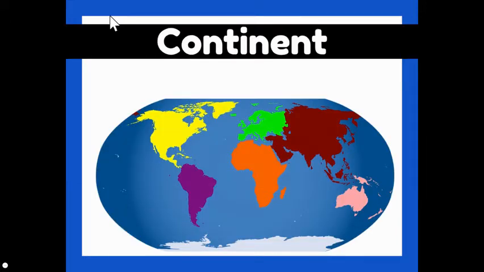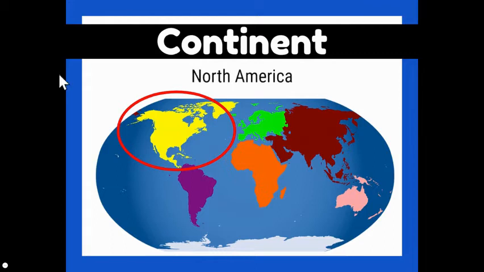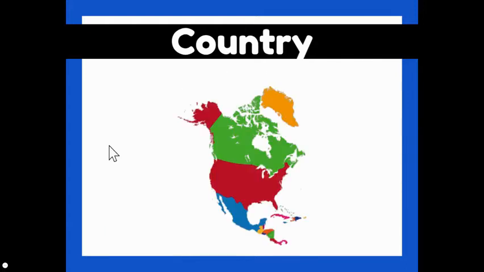So just to remember, when we talked about the continents last week, remember there are 7 continents. Do you remember which continent we live on? We live on North America. It's this yellow continent. So then if we want to zoom in on our continent, the next thing we're going to talk about is what country we live in. So here is all of North America.